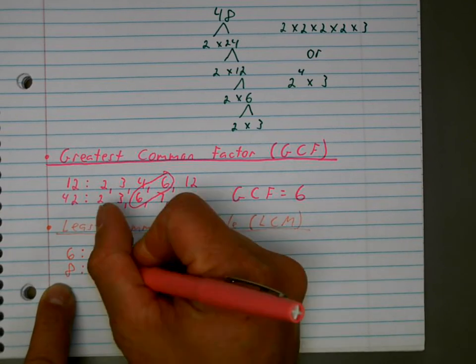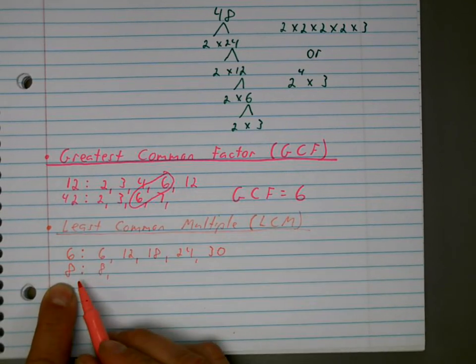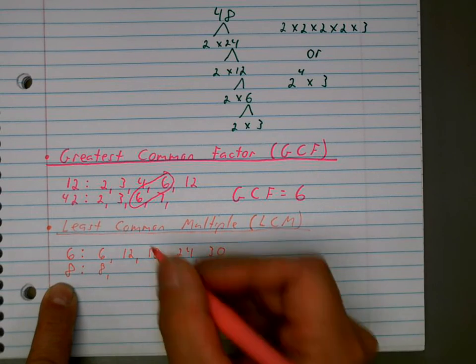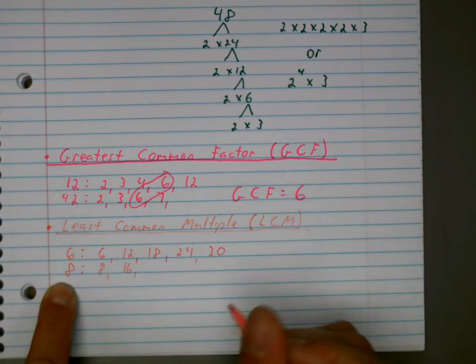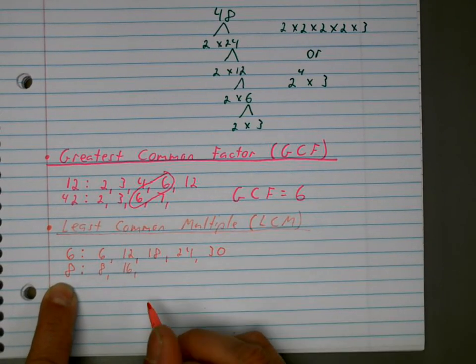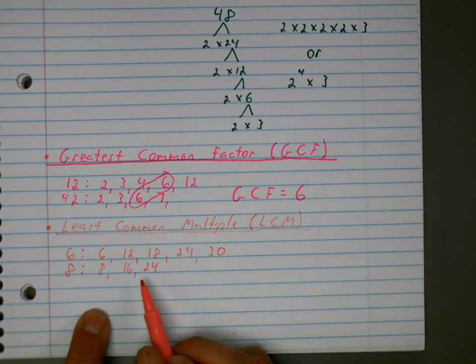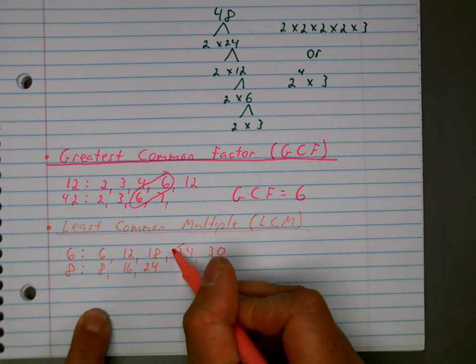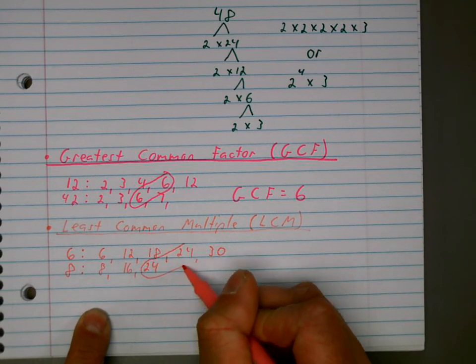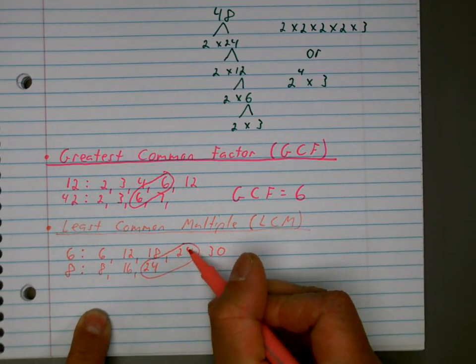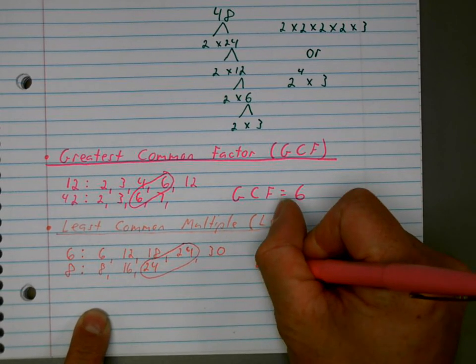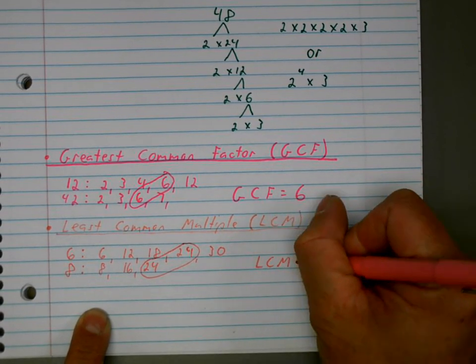8 times 1 is 8. 8 times 2 is 16. 8 times 3 is 24. Now right away I know that I have found a match. This is the very first one, so I don't have to go any further. So 24 is going to be my LCM.